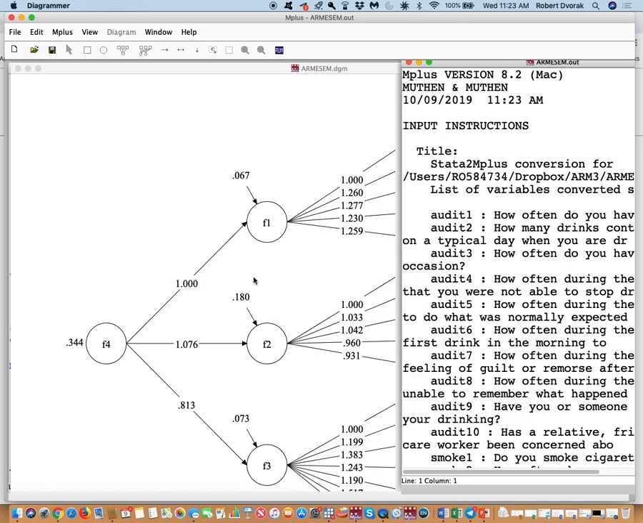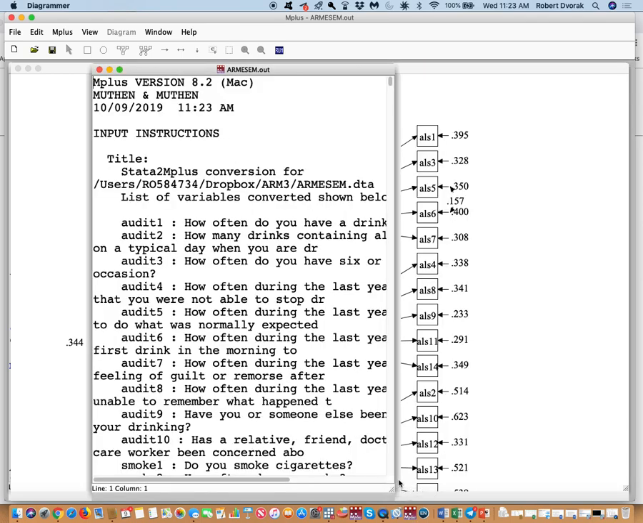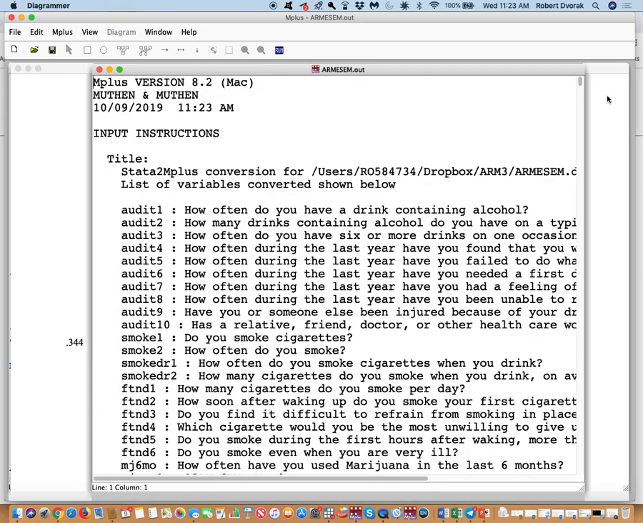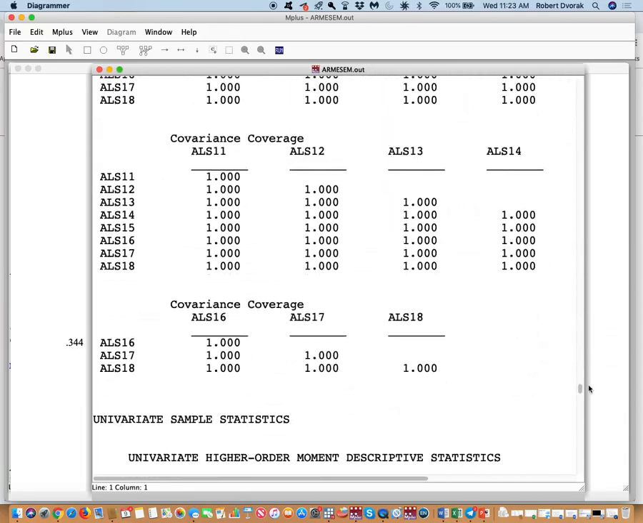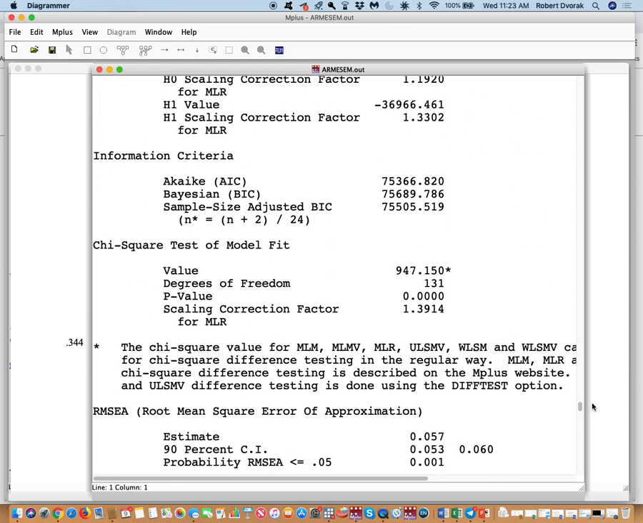Oh, wait. These are no longer correlated. Let's see how this looks. We'll go back and we'll correlate those factors, but this is going to fit basically exactly the same as our last one, right? That's because we did not correlate those factors. And that's what I meant when I said that it's nested within this, when I drew this up here, right? So is this what we had before? 947.151. Okay.